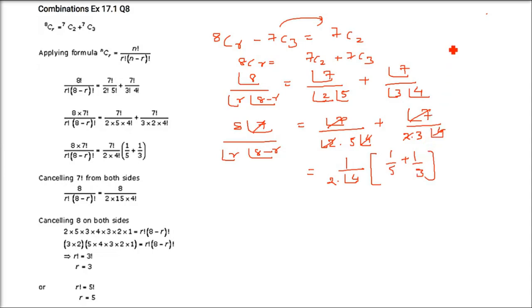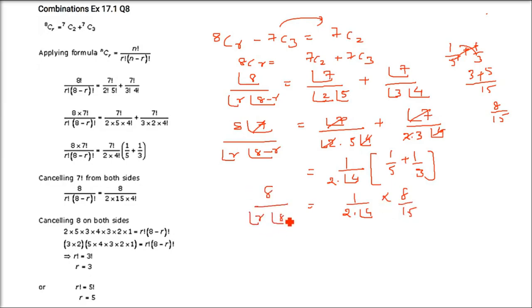So 5 and 3 are there in the denominator. So what will be 1 by 5 plus 1 by 3? It is going to be 3 plus 5 by 5 into 3, which is 15. So 8 by 15 it will be. So 1 by 2 factorial 4 and then 8 by 15. Now we have 8 by factorial R factorial 8 minus R, and just cancel this 8, 8. So you will get factorial R factorial 8 minus R equal to 2 into factorial 4.